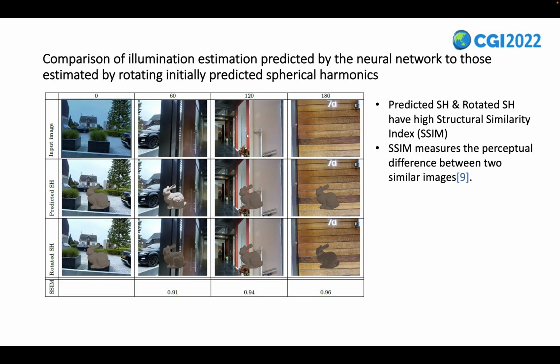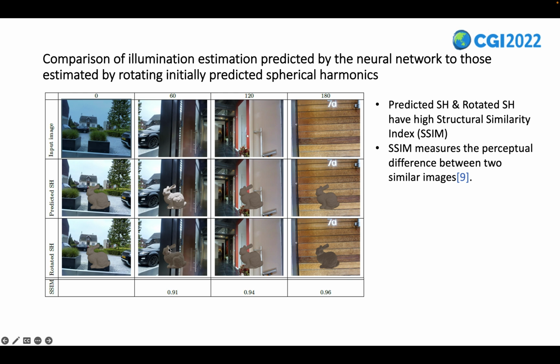Now coming to the rotation. The first row is the first image, then we rotate the camera by 60 degrees, then by 120 degrees, then by 180 degrees. We give each of these images to the neural network, which gives us the spherical harmonics, and with those spherical harmonics we do the lighting. In the third image, we have the spherical harmonics for this image, then given the formulas which we described in the previous slides, we update some of the coefficients and we do the lighting.